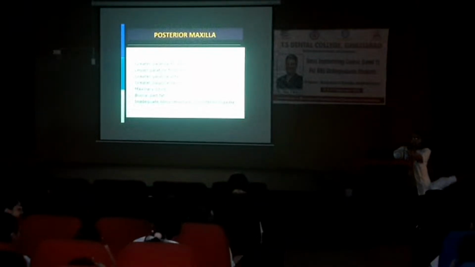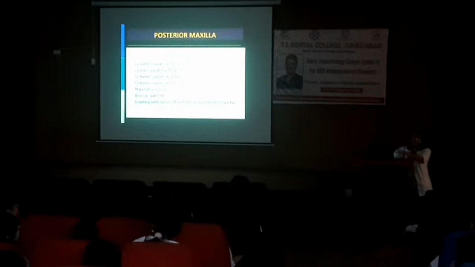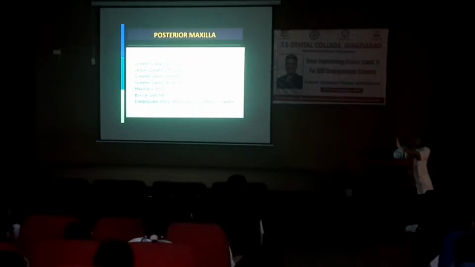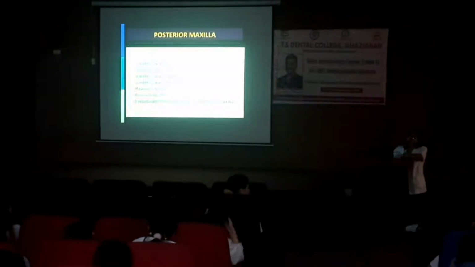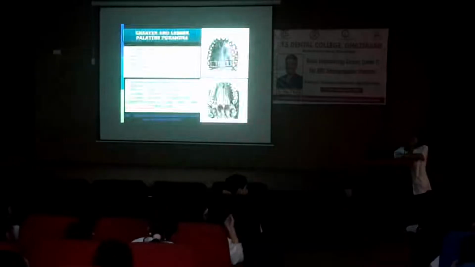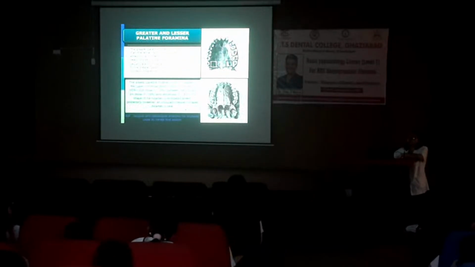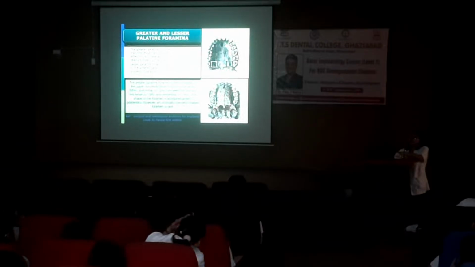In the posterior maxilla, these are the anatomical structures that you have to be careful about. Your greater palatine foramen, lesser palatine foramen, greater palatine artery, which is transmitted in the greater palatine foramen, fat pad, and if there is ridge resorption or inadequate bone in the posterior area. Location, you all know, it is usually located near the distal root of the second molar and the third molar at the junction of the hard and soft palate.